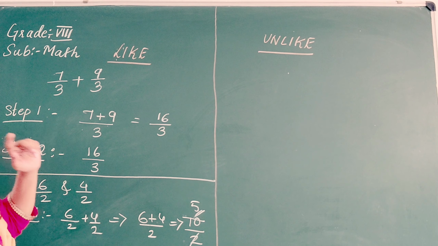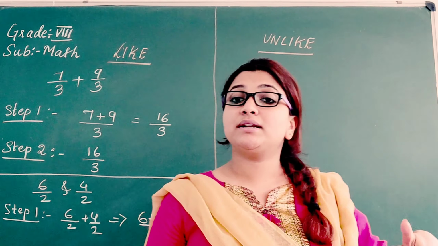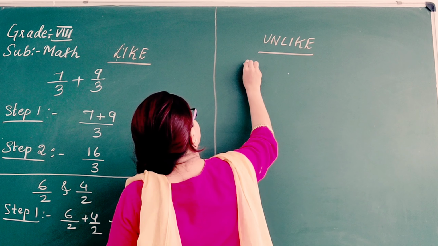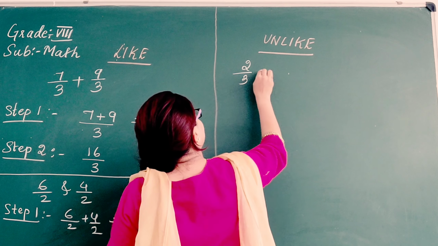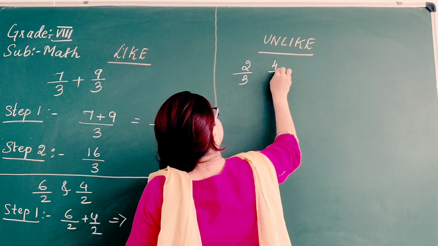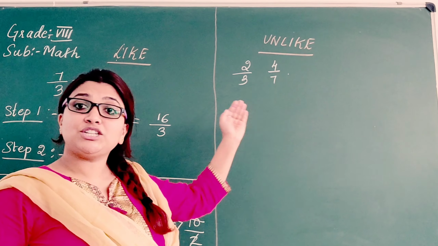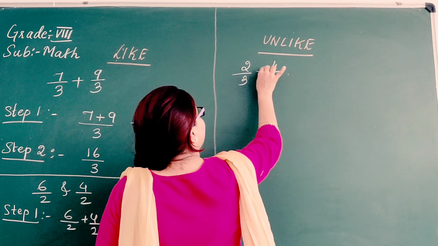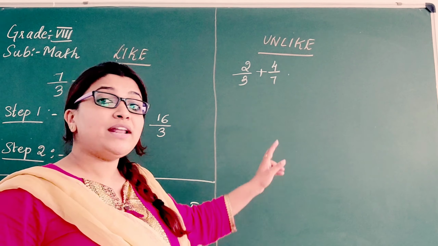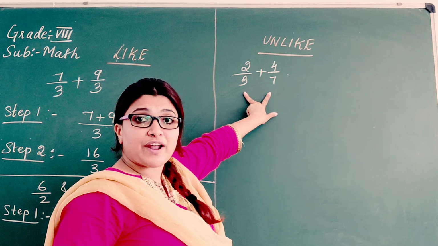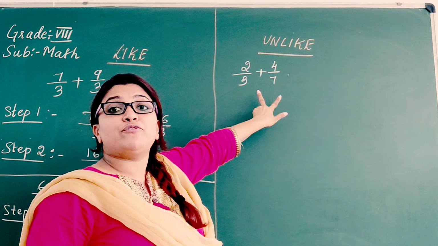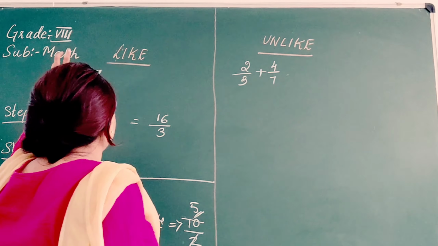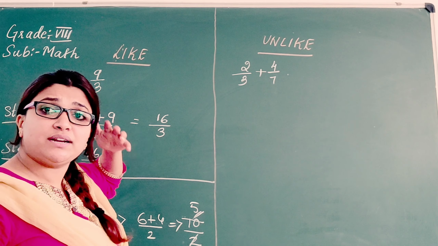Now, let me see the case if my denominators are different. Let one rational number be 2 by 3 and one more rational number be 4 by 7. How do I solve such rational numbers which have different denominators? I have to add them. Remember, when the denominators of the fractions are unlike, I have to always find the LCM of their denominators. Here I couldn't find the LCM because the denominators are the same.